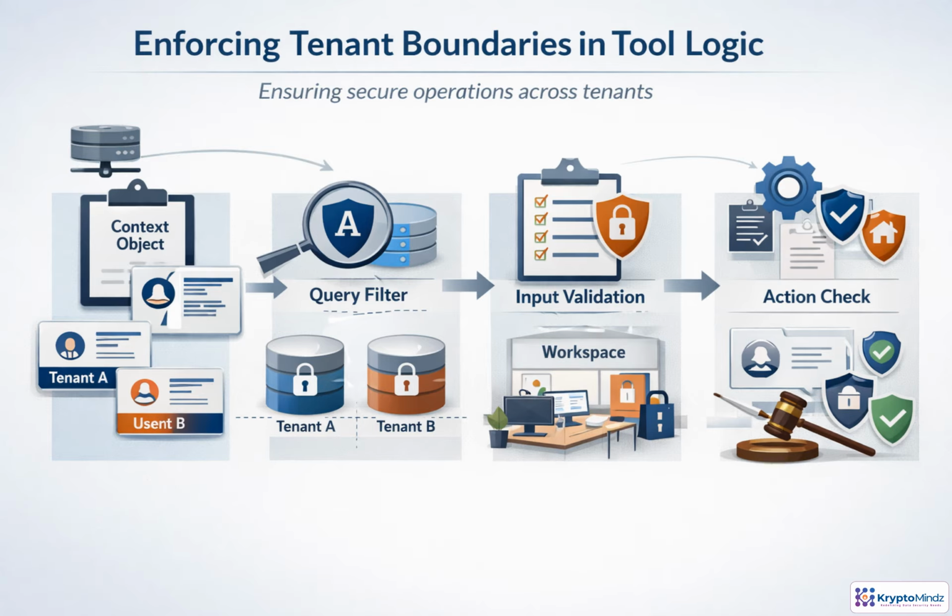Enforcement must happen inside every tool handler, not just at the edge. Start with a server-generated request context that carries the tenant, user, roles, and workspace. Build database access so the tenant filter is automatic. For example, every query includes tenant ID equals ctx.tenant ID by construction. Then validate incoming identifiers against that same context, because a valid project ID may still belong to another tenant. Before any mutation or external action, check both permission and ownership. Unsafe handlers usually fail by forgetting just one of these steps.